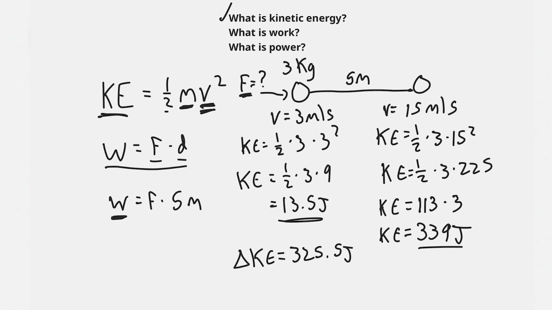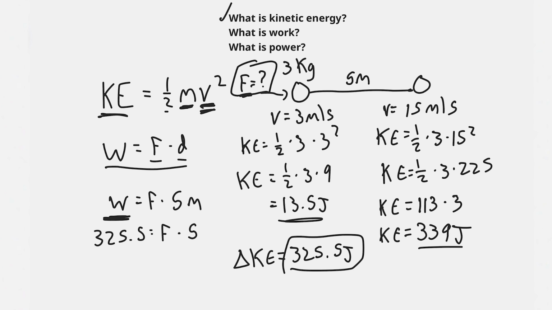Remember that the reason the energy changed is because we applied a force to the object, and the change in that kinetic energy is equal to the work done to the object by that force. That means that we can take this 325.5 joules and plug it into that equation for work. 325.5 equals the force times that 5 meters. With a little bit of rounding, we can see that the force is equal to 65 newtons.